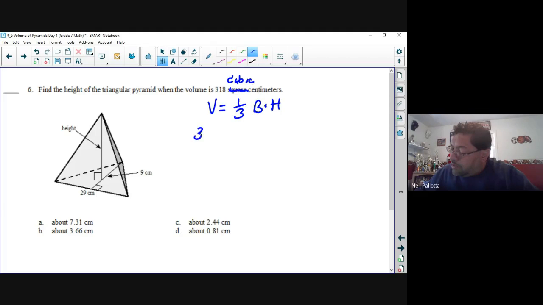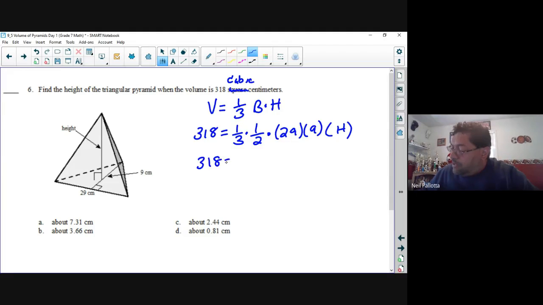So I'm going to replace V with 318. And then we have 1/3 that base area. Well, the base area is still a triangle, so the area of the triangle is going to be 1/2 base and height of the triangle, the 29 and the 9. And then we're looking for that H. We're looking for the height of the pyramid.